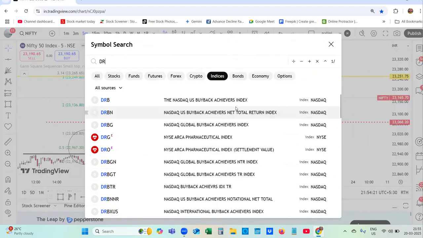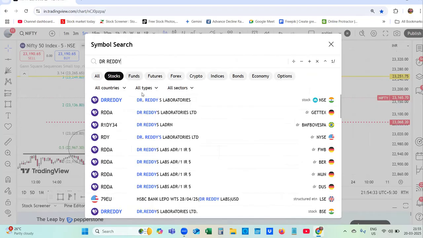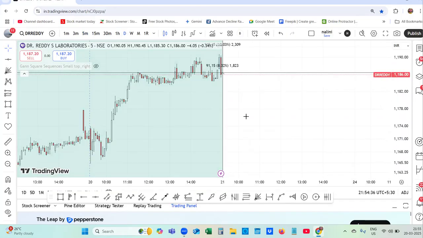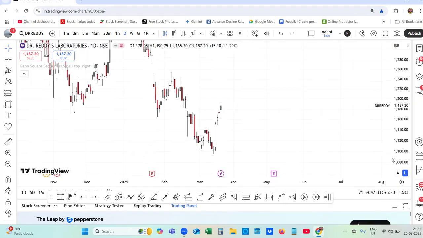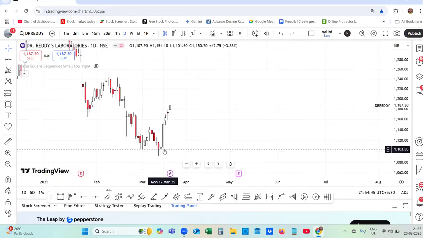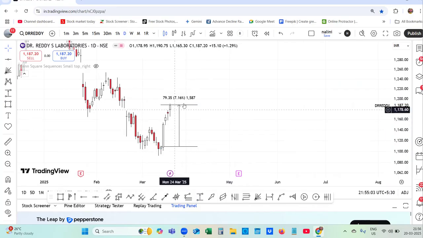Let us go to Dr. Reddy. Dr. Reddy Labs. Let me go to the daily time frame. I'll remove the drawings. See how it has moved. Dr. Reddy, after three consecutive lower closes, gave a bullish engulfing. That means change of character. From here, it has given 7% of up move within 1, 2, 3, 4 days.